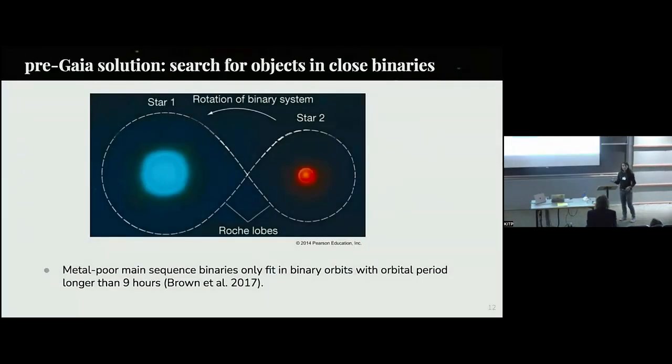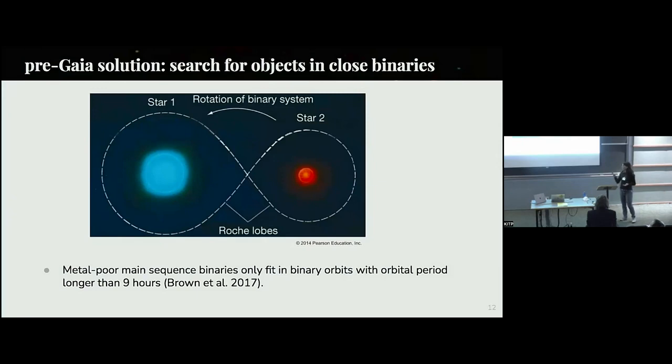Before Gaia came along to give us radii, so we would be able to tell an ELM from a main sequence star, the solution to this was essentially to look for objects in close binaries. Because for main sequence stars that have similar log g and effective temperature, the Roche criterion alone rules out periods shorter than around 9 hours. So if you have an sdA with an orbital period shorter than 9 hours, it cannot harbor a main sequence star, and it must be an ELM.